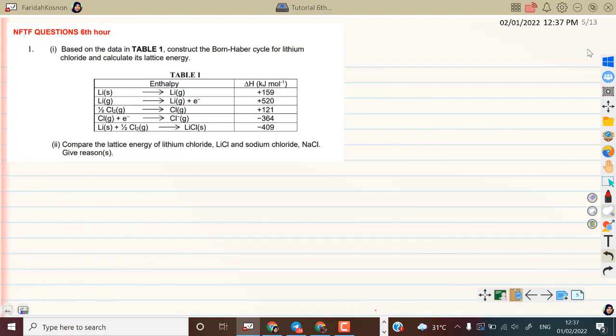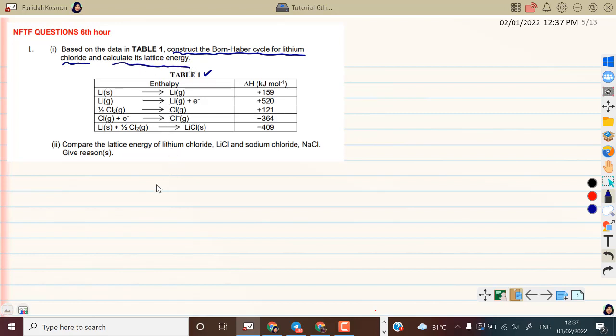Right, so let's continue our tutorial discussion with 6-hour lesson. Okay, we go to the non-face-to-face question first, where we are going to solve the problems related to Born-Haber cycle. So, given to you table 1, and you are going to construct the Born-Haber cycle for lithium chloride and calculate its lattice energy. Okay, apa yang ada dalam Born-Haber cycle ni?